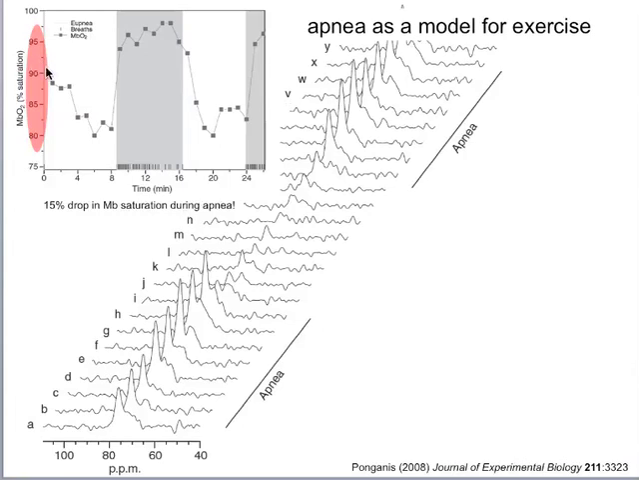In any case, what we see is the saturation of myoglobin drops down. Now we're only seeing it drop down maybe 15%, right? Almost saturated when we're breathing. We stop breathing, and the animal's saturation level drops down low, which is very, very interesting.